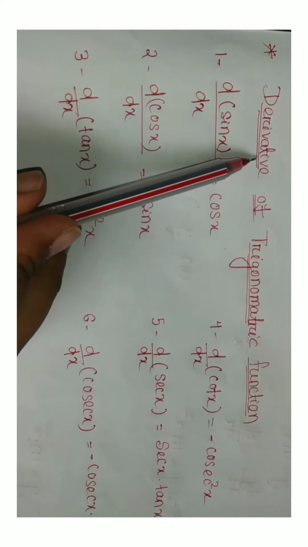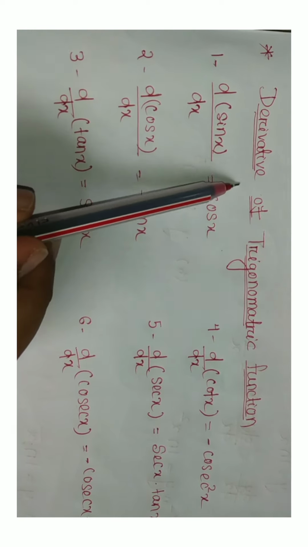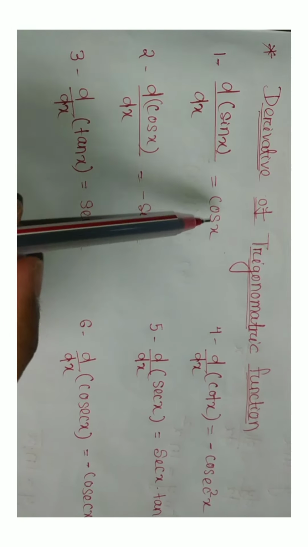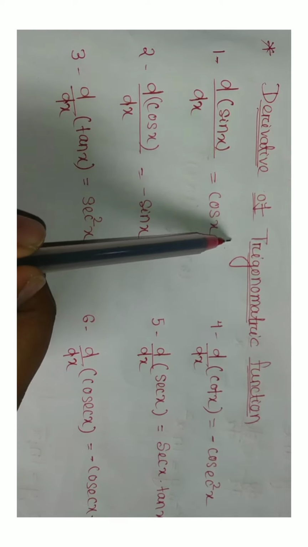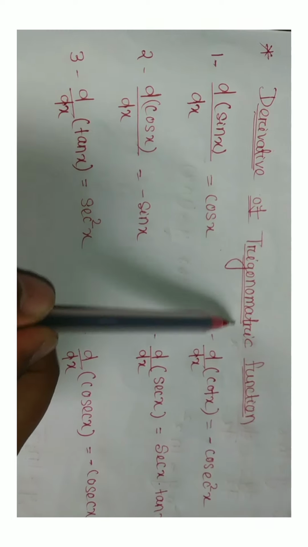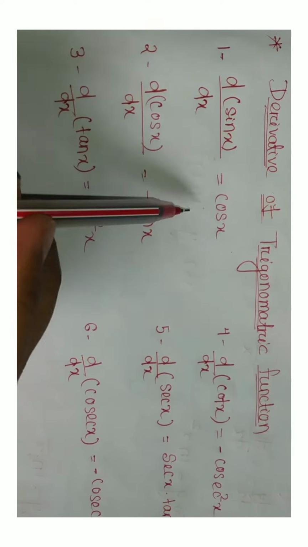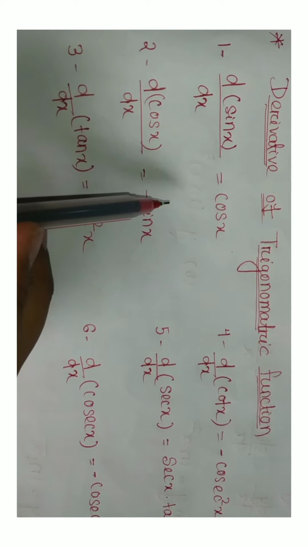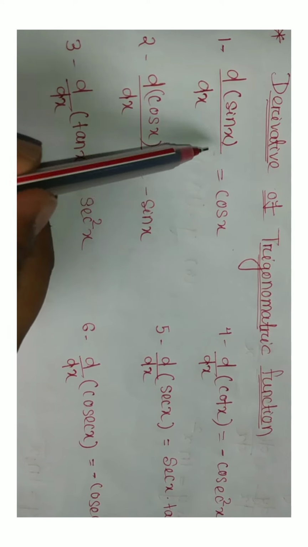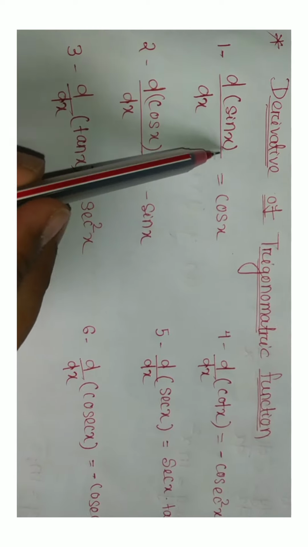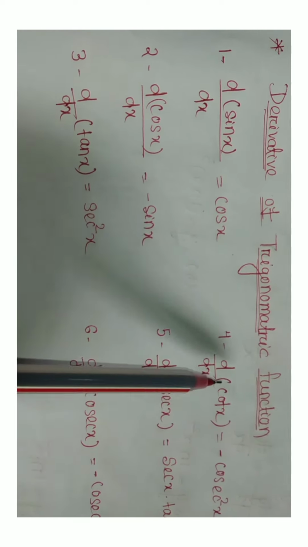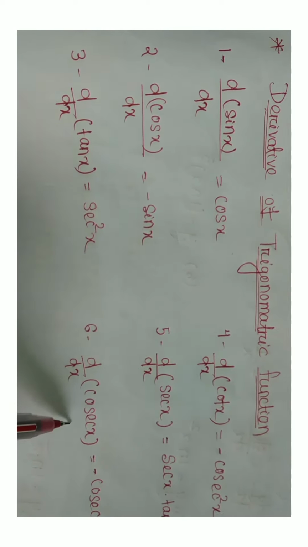In the previous class we calculated the derivative of algebraic functions and exponential functions, and today we discuss how to find the derivative of trigonometric functions. First, the derivative of sin x. We know the trigonometric functions are sin x, cos x, tan x, cot x, sec x and cosec x.